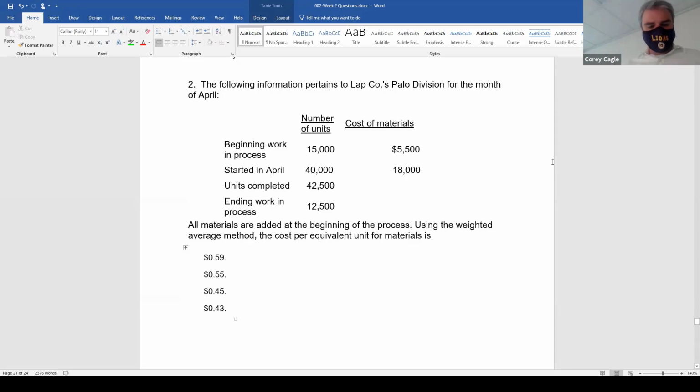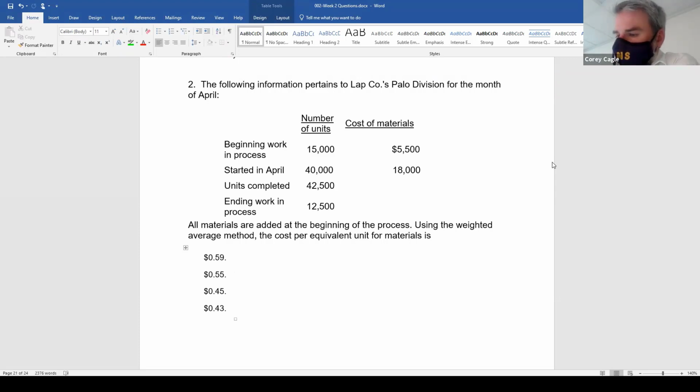Now, the thing about multiple choice questions, they'll give you only the information you need sometimes. Look, they don't give you anything about conversion cost or conversion state of completion or anything. They don't give you any of that because they don't ask you a question about that. All the question is about materials. So, what do we have?